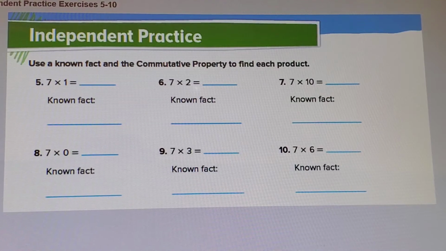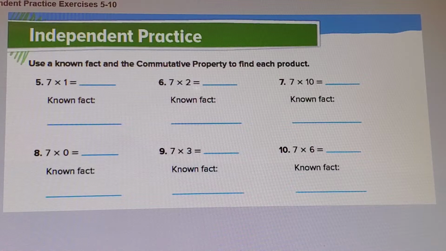Number 7, 7 times 10 equals unknown. The known fact is 10 times 7, which equals 70. So the commutative property, 7 times 10, that also equals 70. 7 times 0 equals unknown. The known fact is 0 times 7 equals 0. Using the commutative property, 7 times 0 also equals 0.